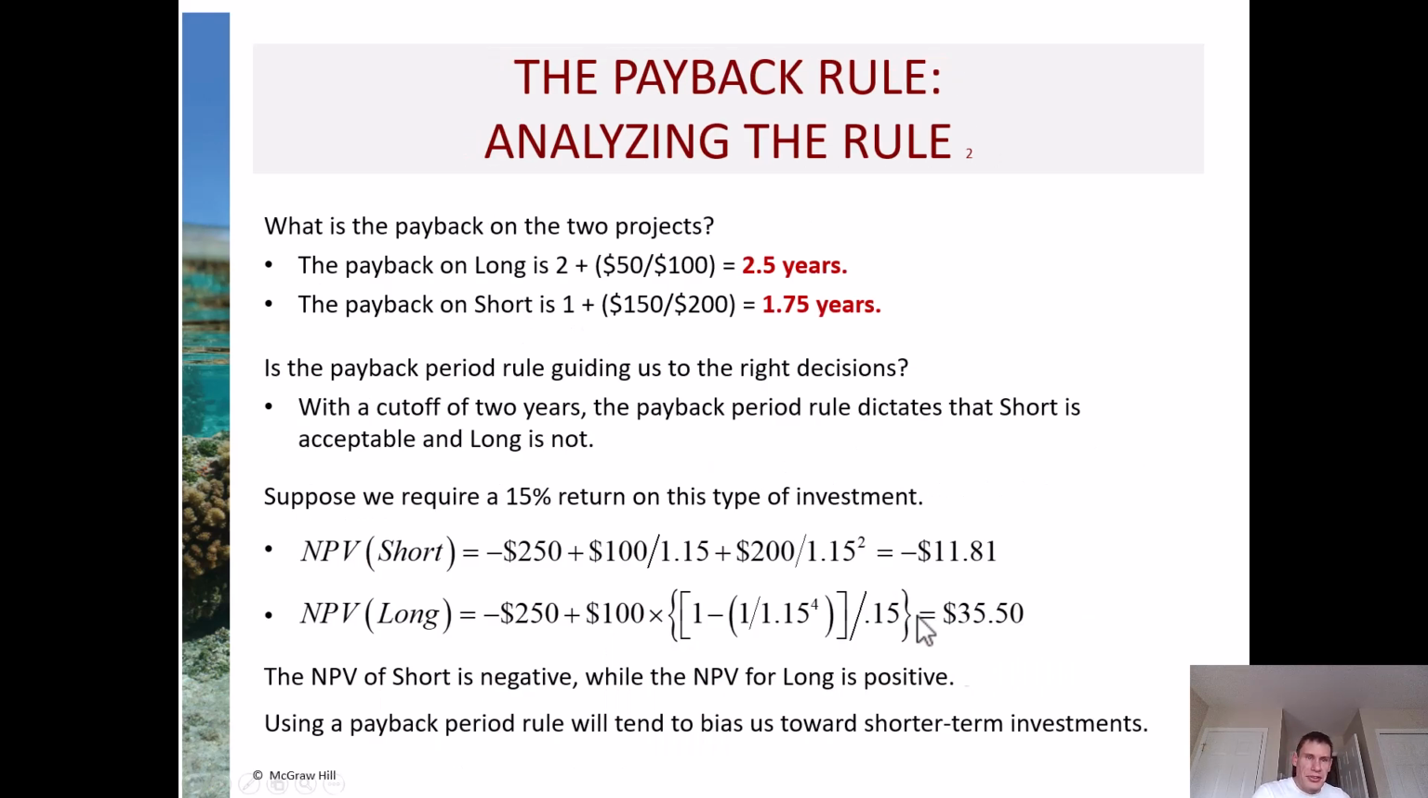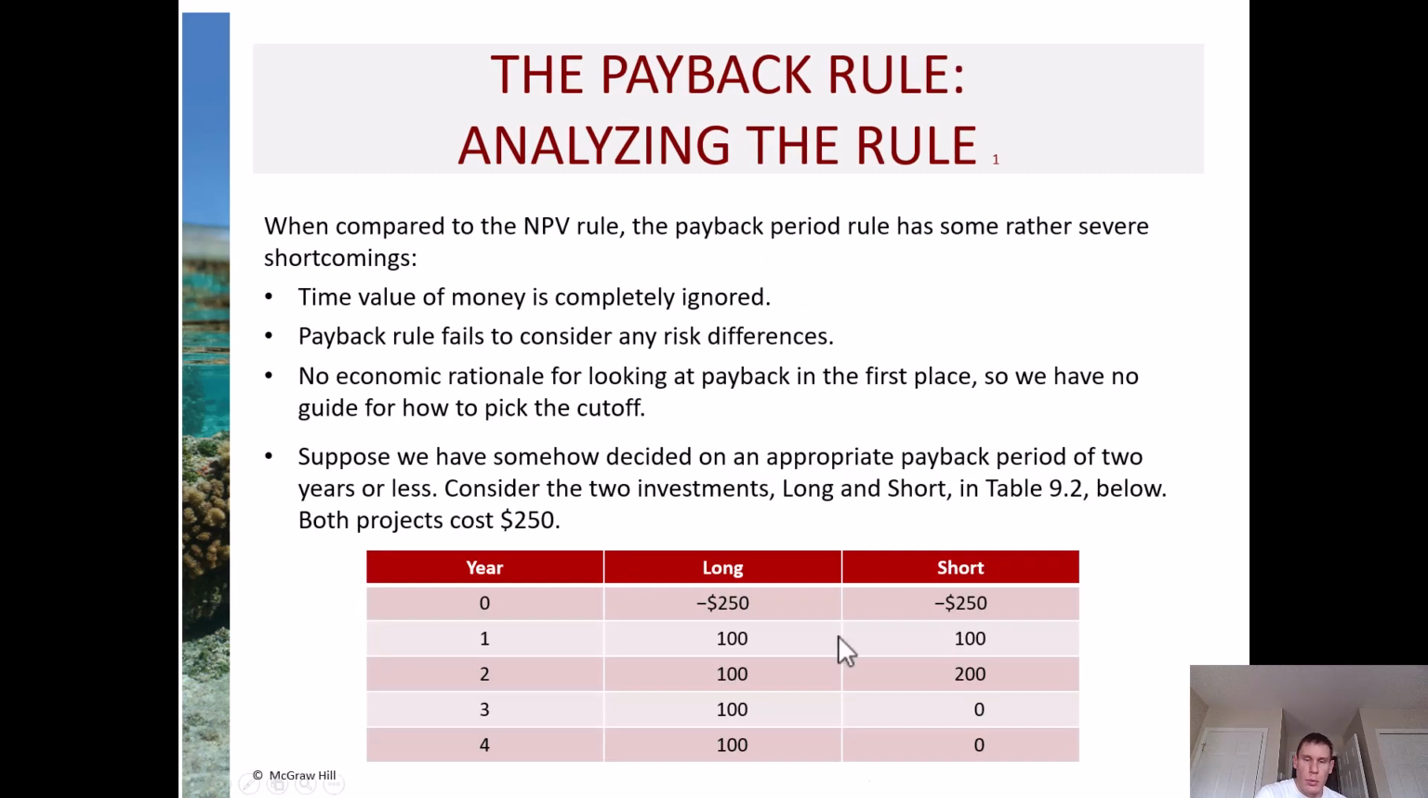This is just talking about the payback for the 2 we just looked at. The point being, let me go back real quick, that we should actually take long because we'll make more money by the end of year 4. But if we strictly go with the rule, then we're going to accept short. We're going to make 300 bucks where we could have made 400.